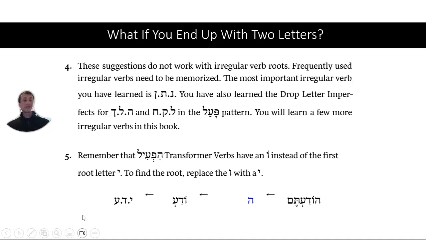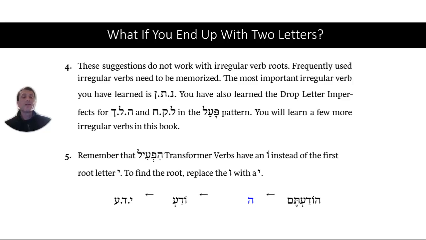Now, those suggestions that I just made and that the textbook made there, they don't work with irregular verbs. Irregular verbs are called irregular because they're irregular. There are some irregular verbs that are used all the time, and really the only strategy is to familiarize yourself with those conjugations. So like natan, I'd spend some time in your textbook. There's a whole paradigm of natan. Spend some time checking that out. Halak, lakach. Take a look at that in the pa'al pattern, and that's going to really help you out a lot, especially with those common verbs.